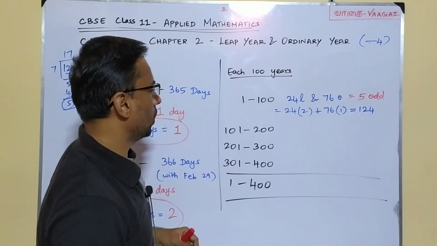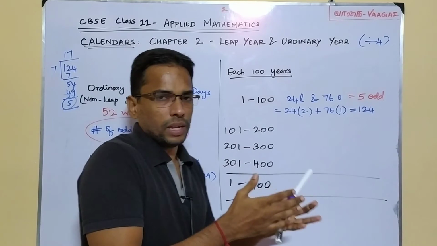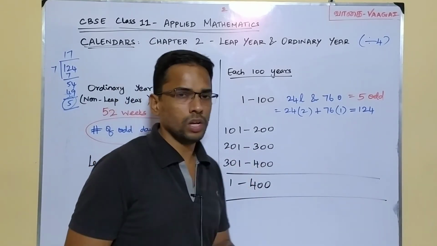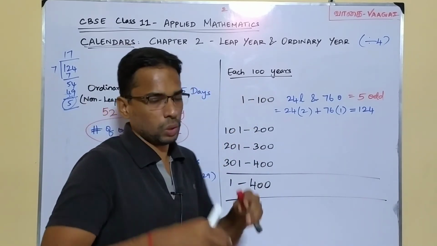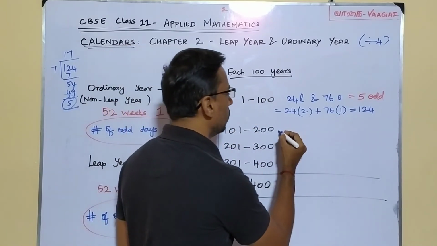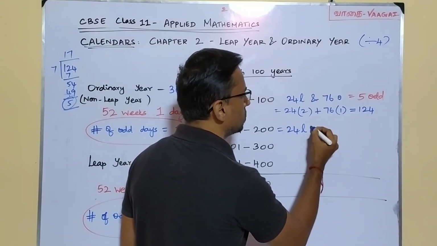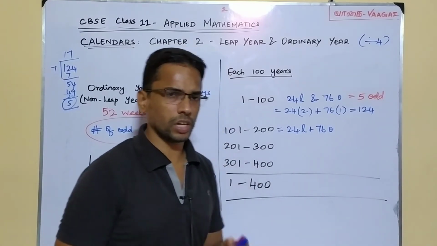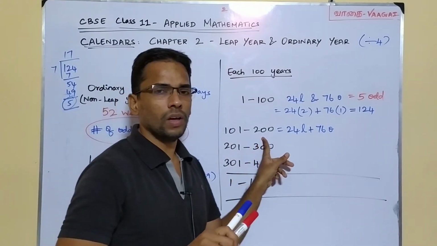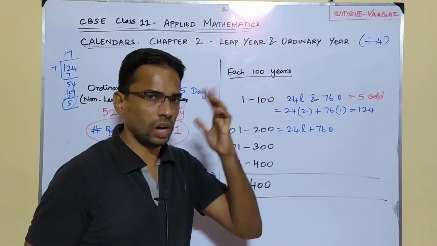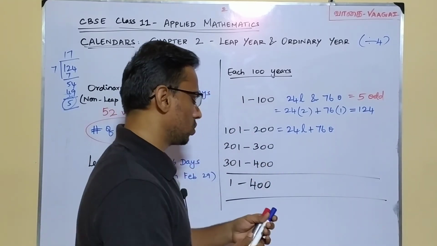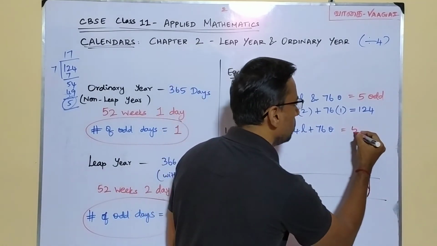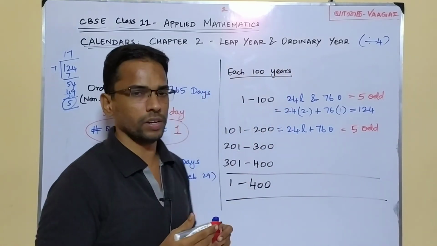Okay, yes. So continue. 101 to 200, I mean the next 100 years. So we have completed 1 to 100. Now continue 101 to 200. So here again the same story. Here again you would get the same 24 leap years and other 76 ordinary years. Correct? Because here also the same thing happens. The year number 200 will not be a leap year, it is an ordinary year. You have to remember that carefully. So once again you would do the same calculation and you would get the same 5 odd days for the next set of 100 years also.